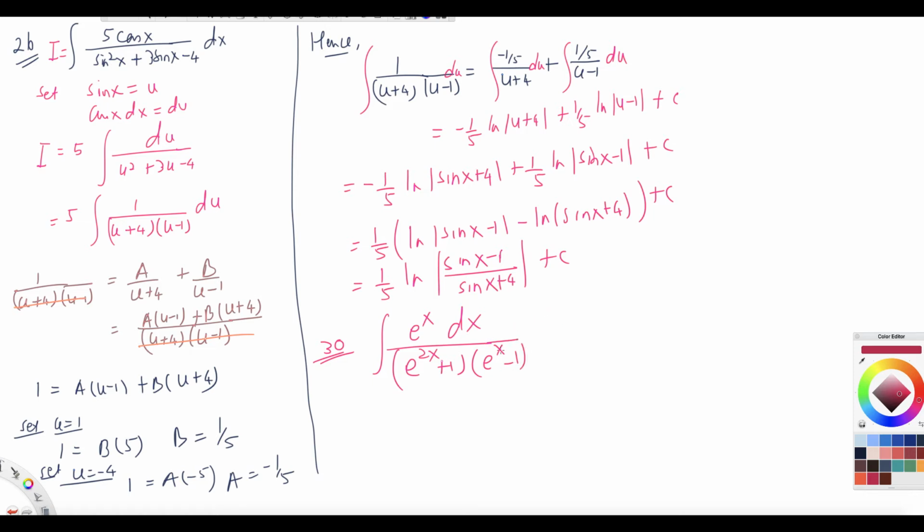Okay, again we want to do u substitution, and we'll come back later to that format. Change that to u, then do the partial fraction, do the integral, and plug back e to the x for u. So let's set e to the x equal to u, then e to the x dx will be du, right?